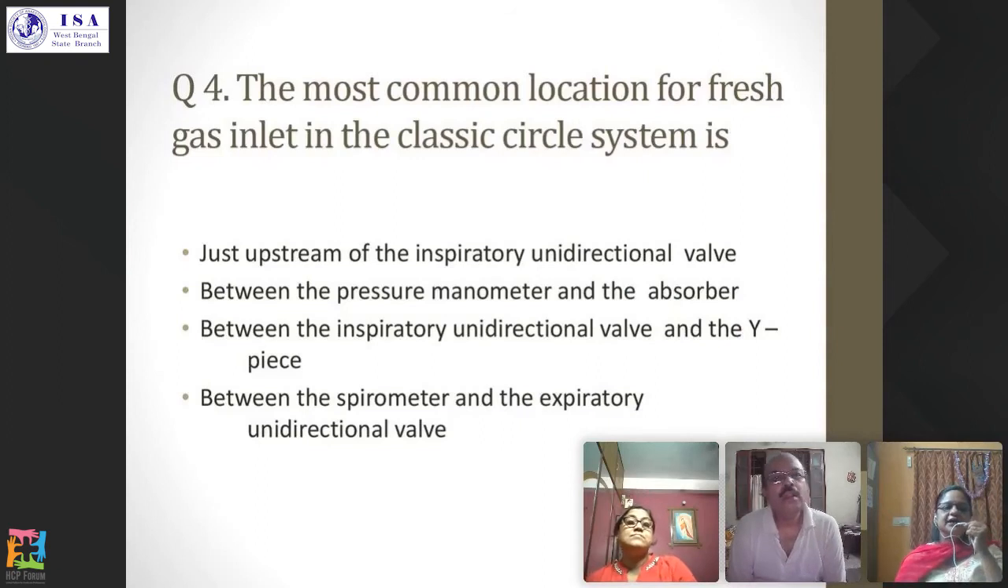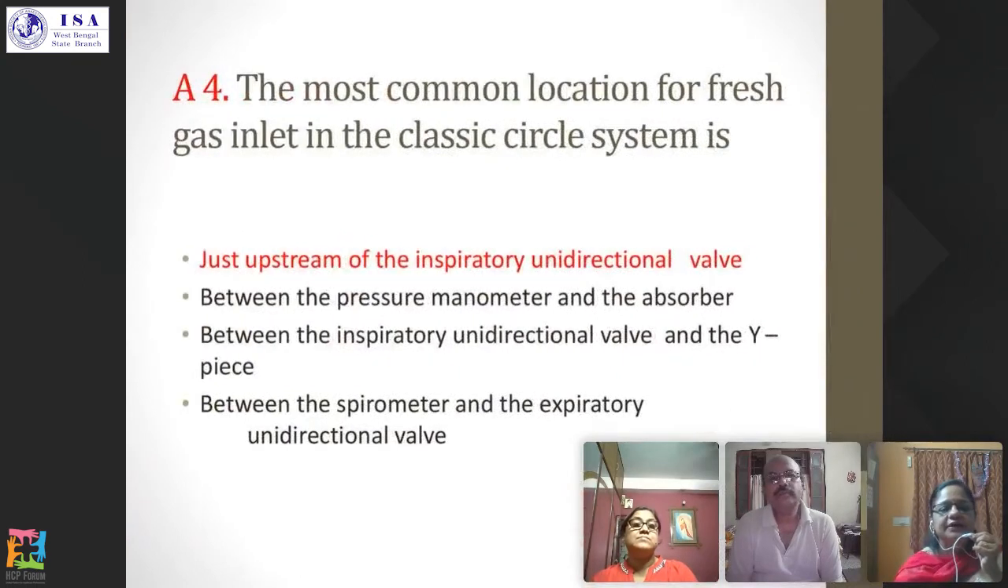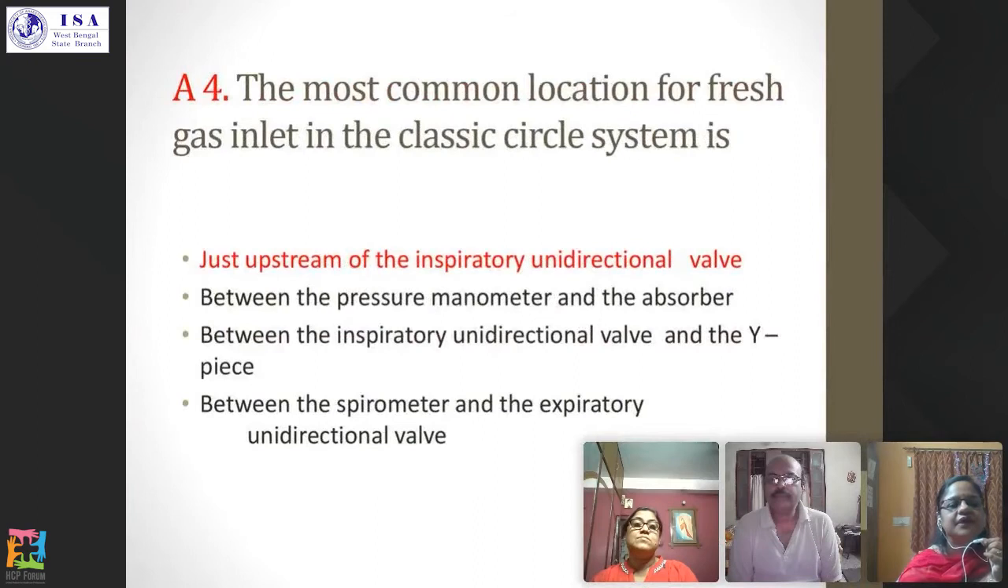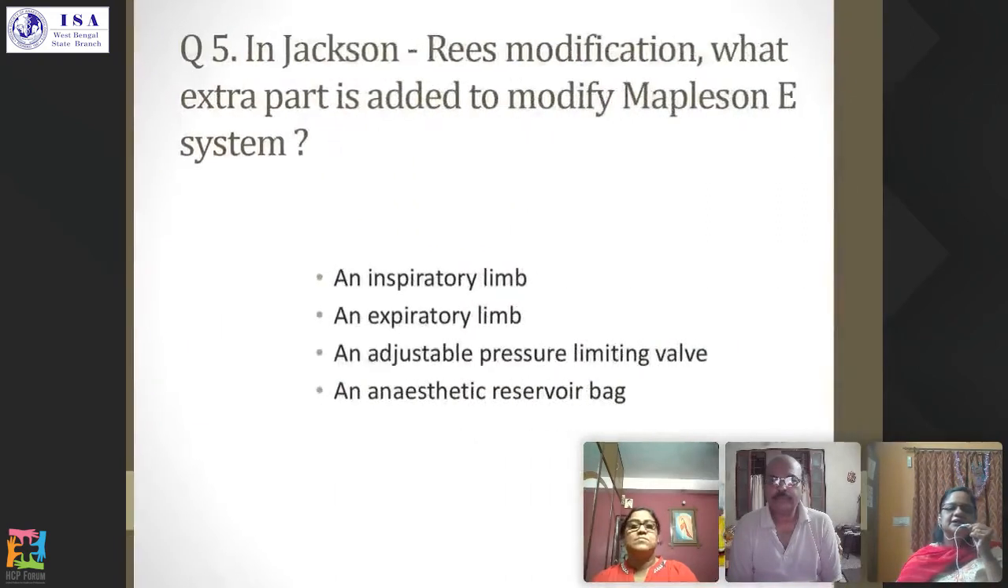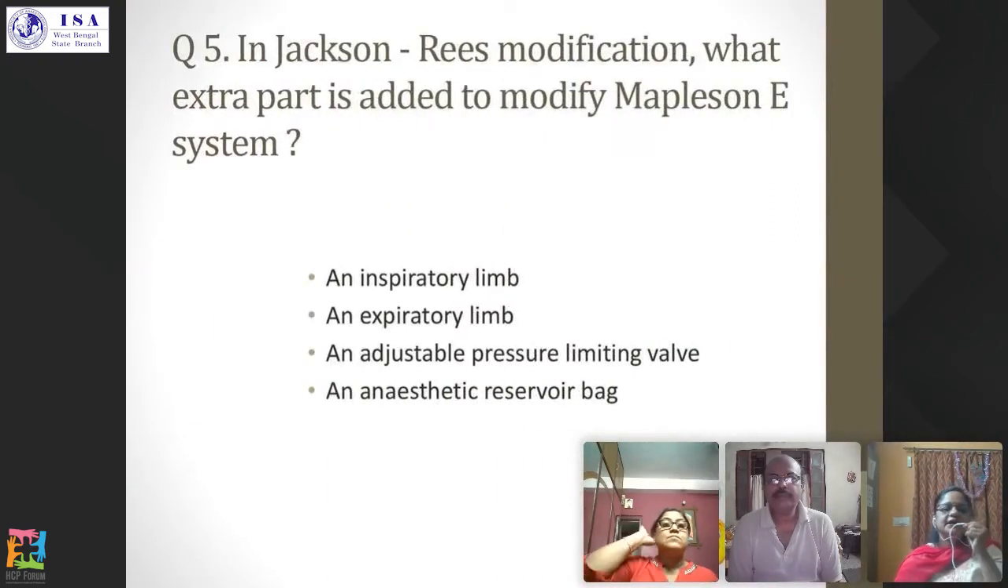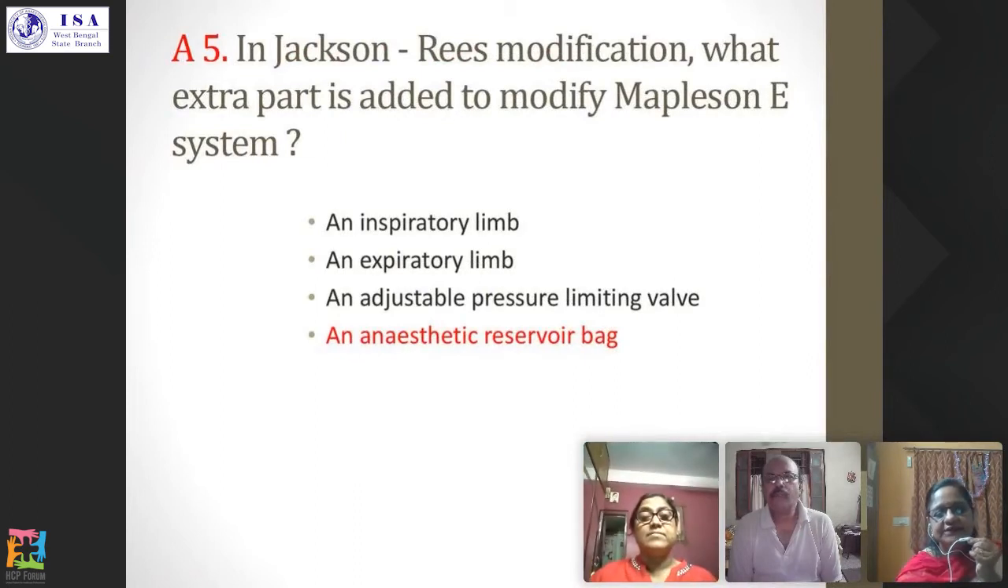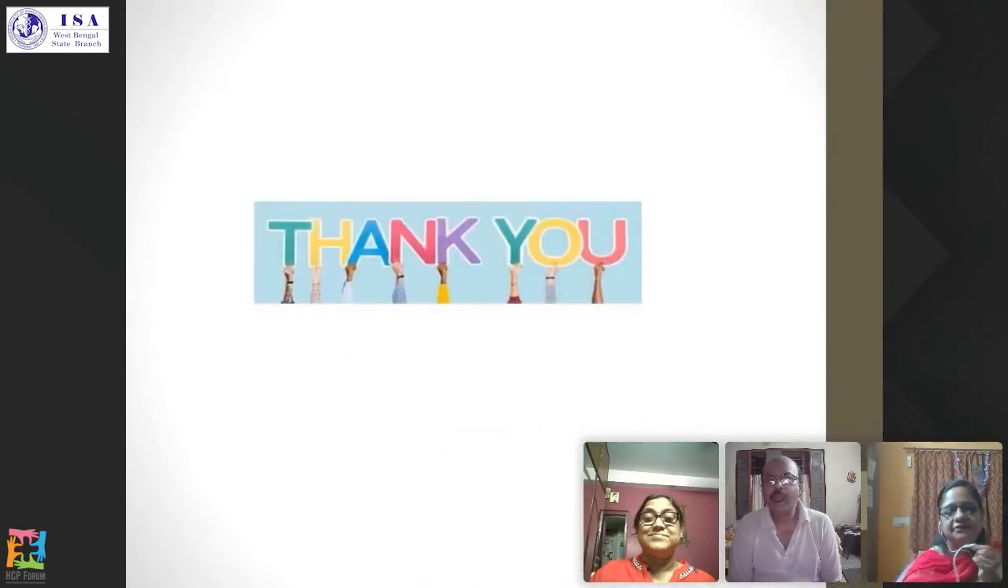Next, the most common location for the fresh gas inlet in the circle system is just upstream of the inspiratory unidirectional valve. And the fifth question: what extra part is added to modify the Mapleson E system? It is an anesthetic reservoir bag. Now this is the answer.